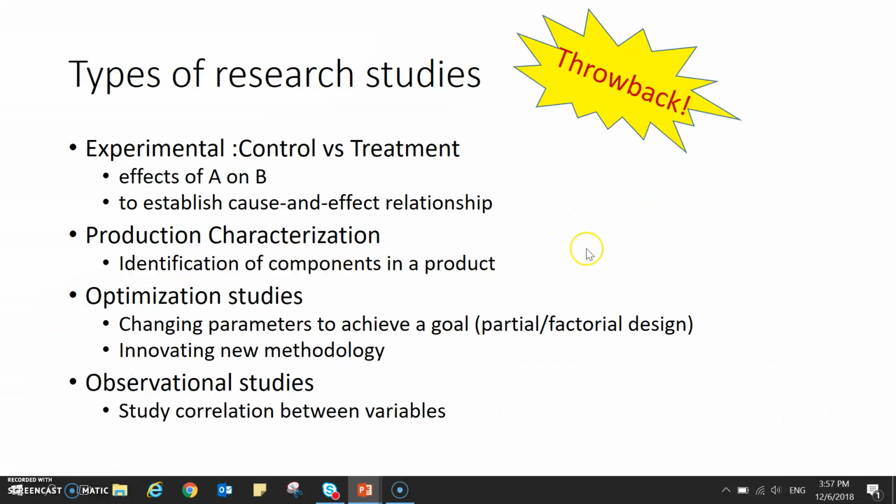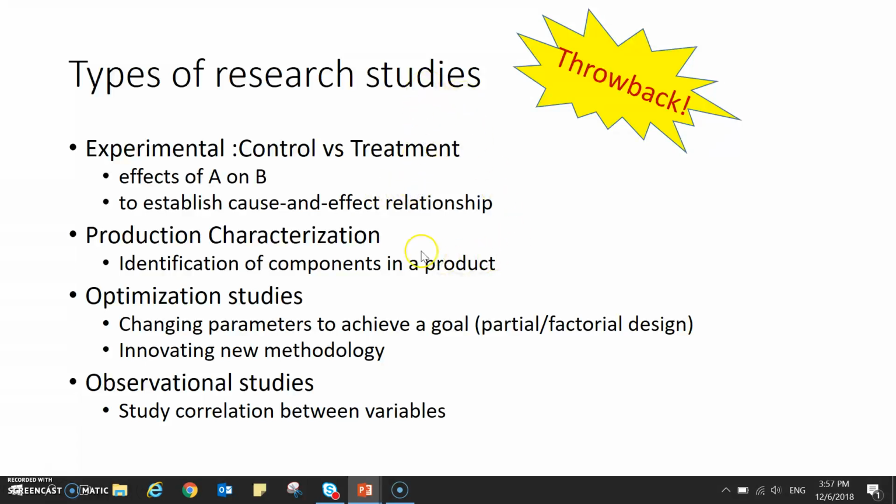Now, in the previous section, the previous lecturer will have taught you what are the different types of research studies. Just to recap, you can have experimental research studies where you can look at things like effect of A on B to establish a specific cause and effect relationship. Typically, you will have a control versus a treatment group.